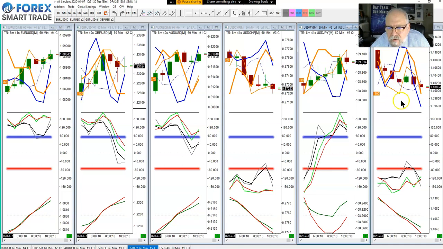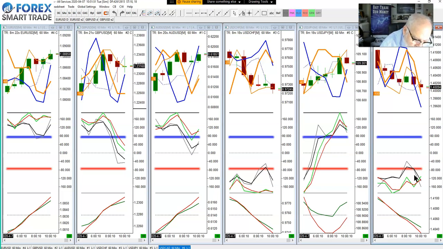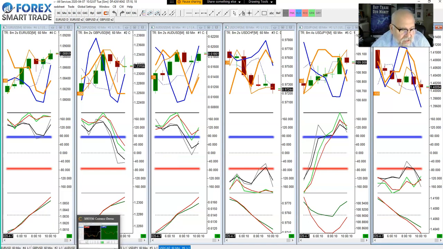Oh, wait a second here. Why didn't we see this before? Minus 100, and we've got all 4 below. Minus 100, we've got all 4 below, so this is a buy, USD Canadian. This is a thick orange line trade. Minus 100, all 4 lines are below. So let's start setting up our trade.